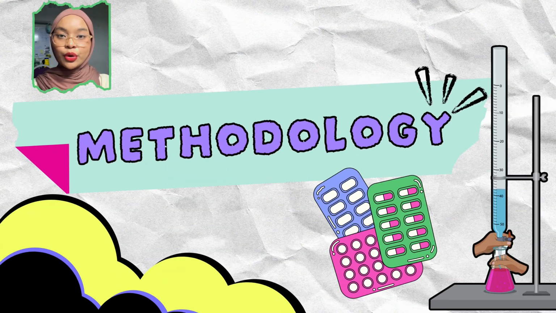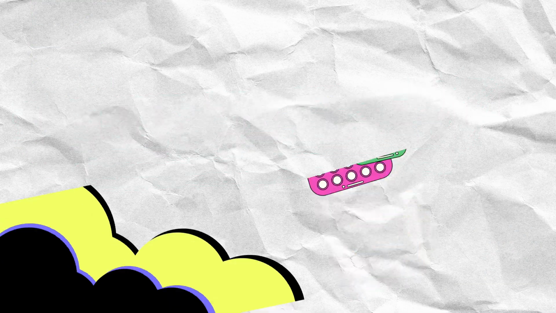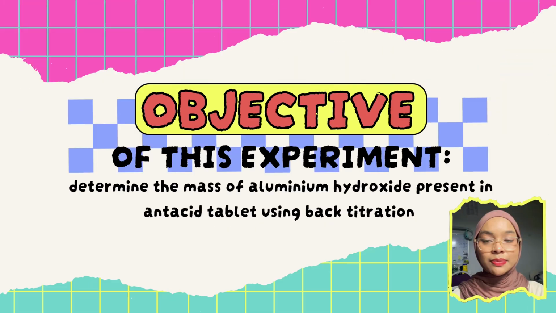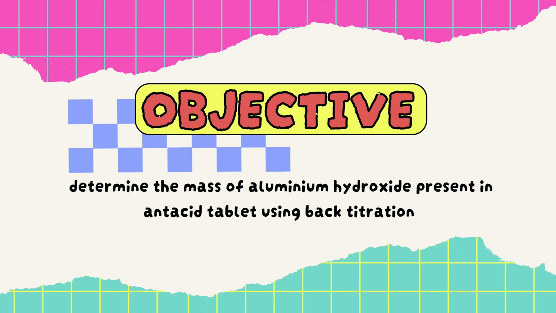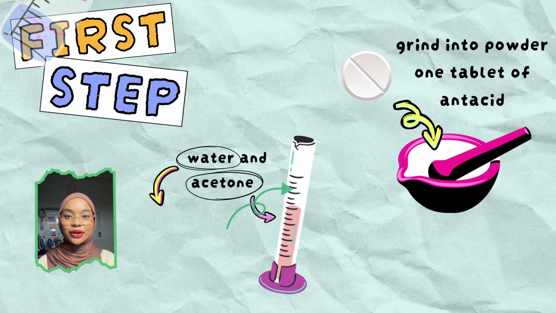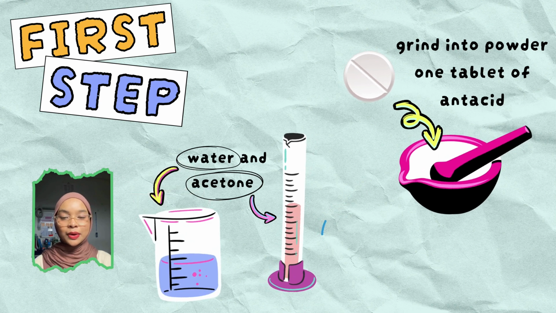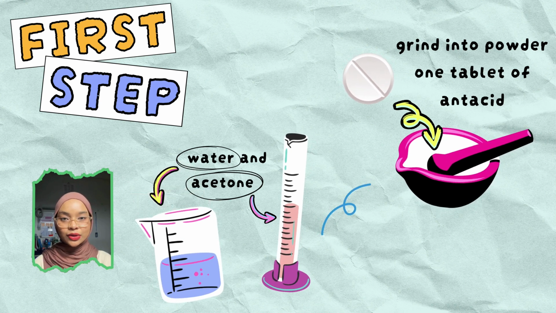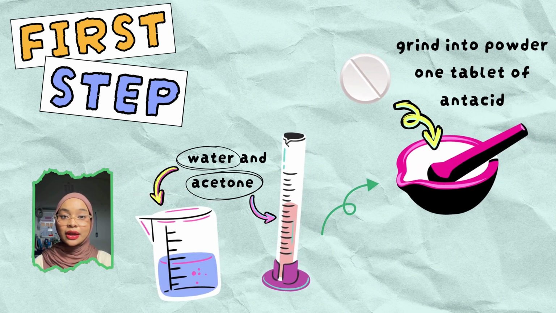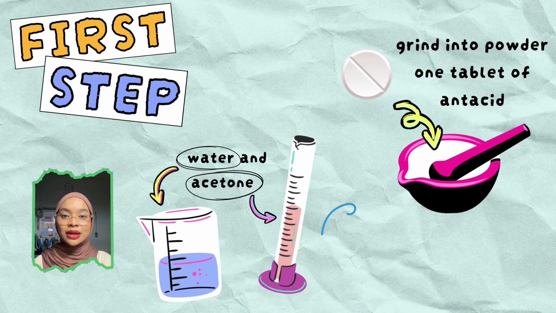In the next slide, we will go further about the methodology of the experiment. The objective of this experiment is to determine the mass of aluminium hydroxide present in antacid tablet using back titration. First, grind 1 tablet of antacid into powder using water and acetone. This will increase the surface area to make sure aluminium hydroxide reacts with hydrochloric acid.